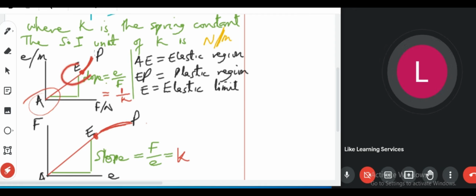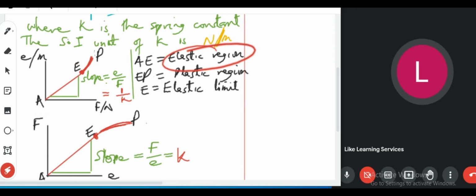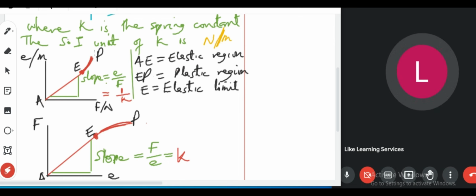So A to E is the elastic region. When you stretch it and you remove the load, it will return to its original length. So it has not been permanently deformed. E to P is the plastic region. When you stretch it beyond the elastic region and you remove the load or the force, it will no longer return to its original length, because E is the elastic limit. Beyond the elastic limit, it doesn't obey Hooke's law again.